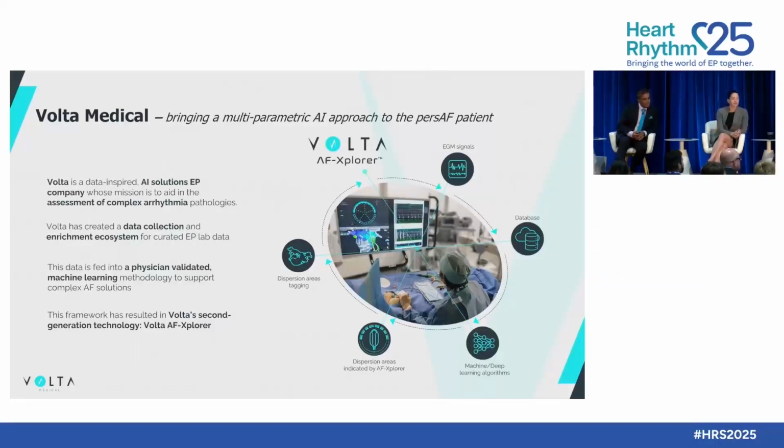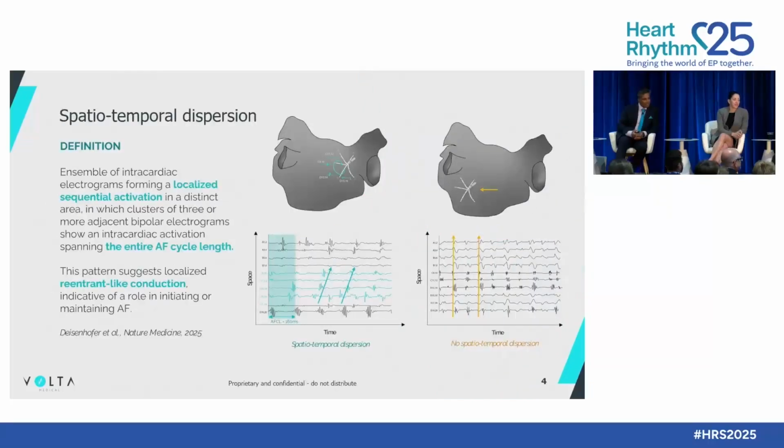So this is a technology that's really designed for EPs. I think it's fair to say this is the first machine learning company that is really focused on EP, and particularly atrial fibrillation. And there are multiple aspects to this technology, the AF-Xplorer technology. The idea is to take in data, whether it's electrogram signals, the database of clinical outcomes, et cetera, and try to predict and identify exactly the right locations to ablate.